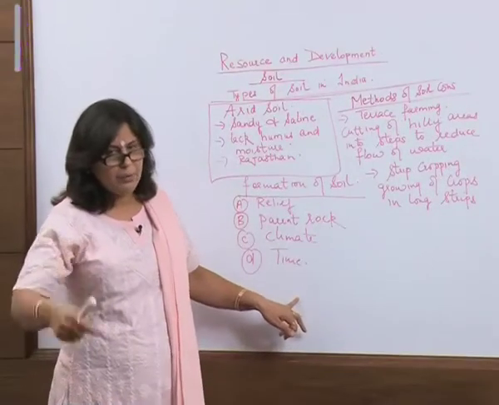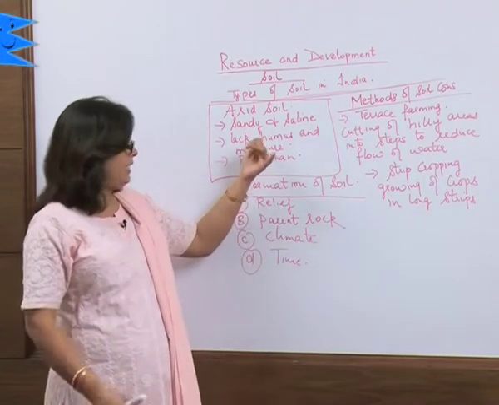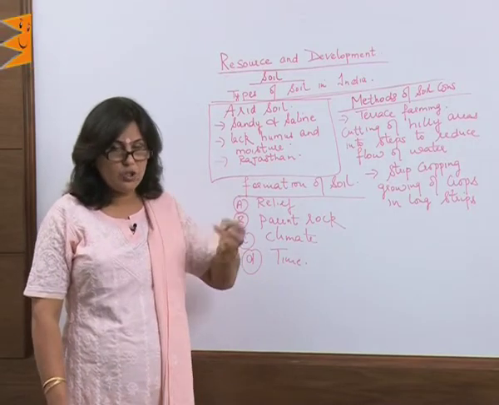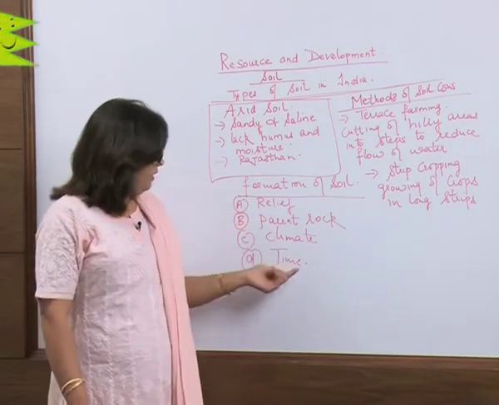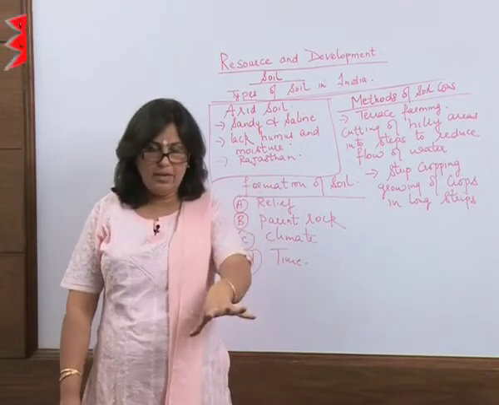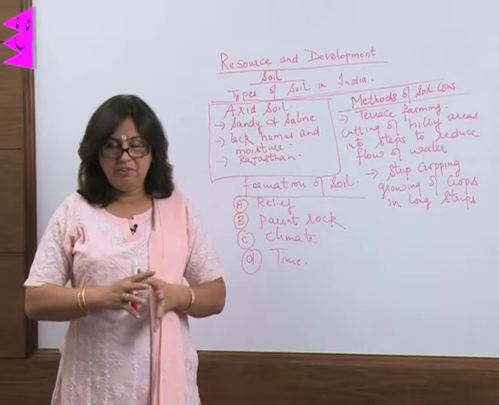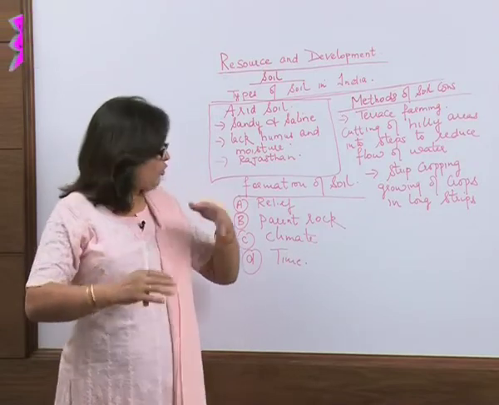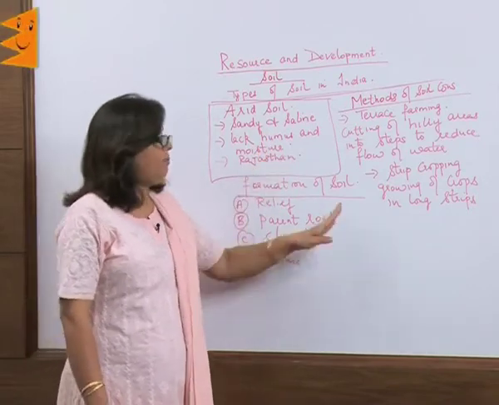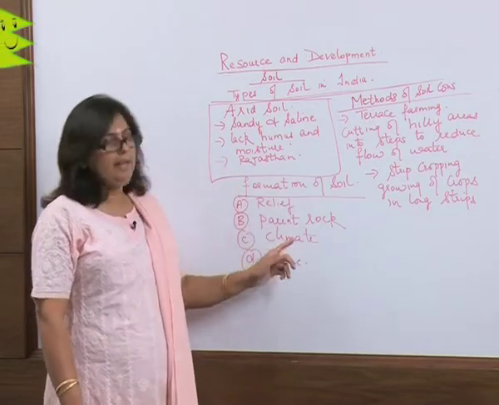Let me quickly tell you a little bit about it. When I talk about the climate, let's say the arid soil, because the rainfall is less, it leads to the formation of arid soil. When I talk about time, then I can divide it into the khadar and the bangar soil, the alluvium soil that we have, the young and not so young one, and the fertility because of that. So, remember 4 factors contribute to the formation of soil, and they are relief, parent rock, climate and the time.